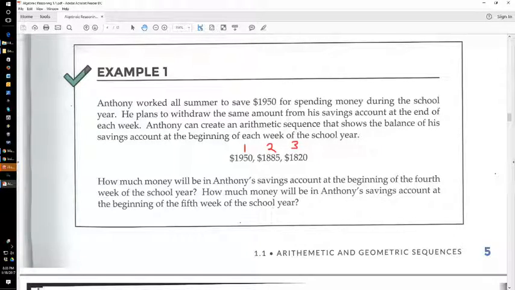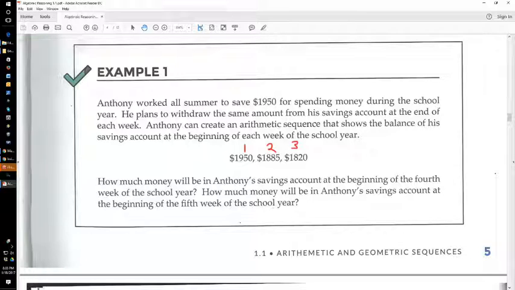How much money will be in Anthony's savings account at the beginning of the 4th week of the school year? How much money will be in Anthony's savings account at the beginning of the 5th week of the school year? Okay? Before continuing, I would pause the recording and read this again at least once to let it sink in. Alright.